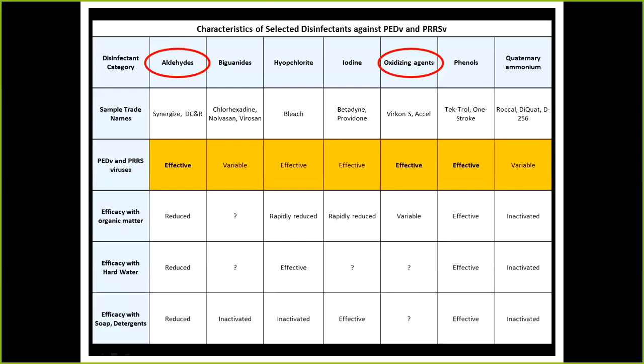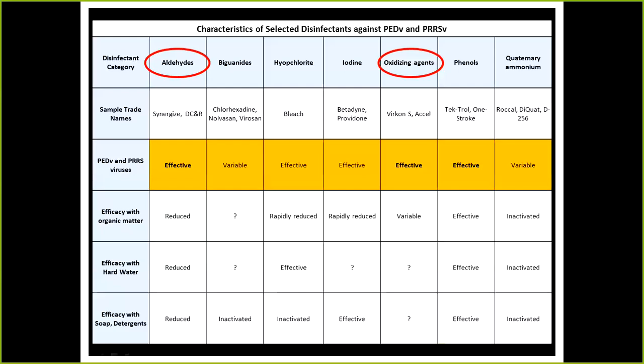Of the ones that I believe are most practical, the oxidizing agents are Virkon S, which is a powder. This is used in a lot of medical and research facilities as a principal disinfectant for foot baths and many other things. A-Cell is a liquid form of the same thing, which are superperoxides. So they're oxidizing agents, immediate killing effect. Those are the two. The other ones that are most commonly used are the aldehydes, Synergize and DC&R. Those are the ones that take 12 hours or better to dry out.